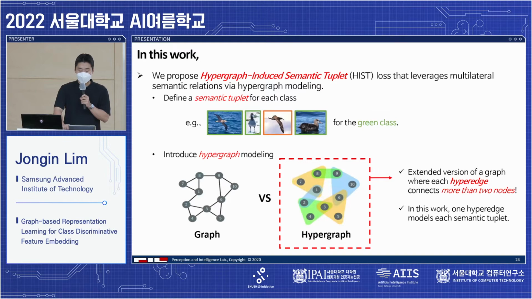To achieve this goal, we propose hypergraph-induced semantic tuplet loss, which we call HIST loss, that leverages multilateral semantic relations via hypergraph modeling. First, to model such relations, we define a semantic tuplet for each class, which consists of multiple samples that have semantic relations to that class. Then, we introduce hypergraph modeling. A hypergraph is a generalization of a graph where each hyperedge can connect more than 2 nodes all at once. In this work, we design that one hyperedge models each semantic tuplet, connecting all the samples included in the semantic tuplet all at once.